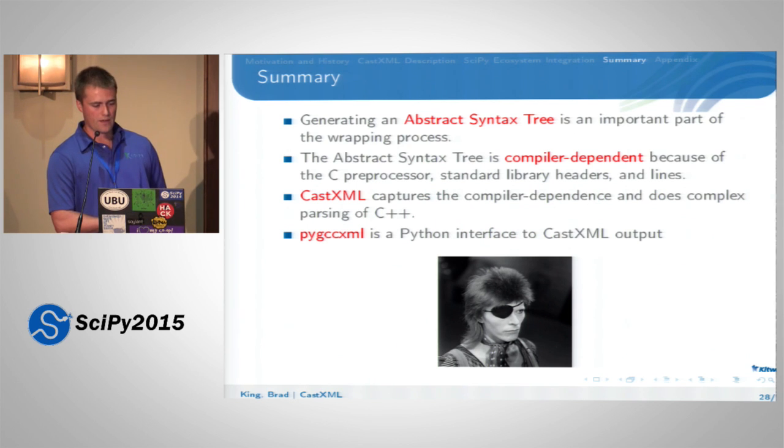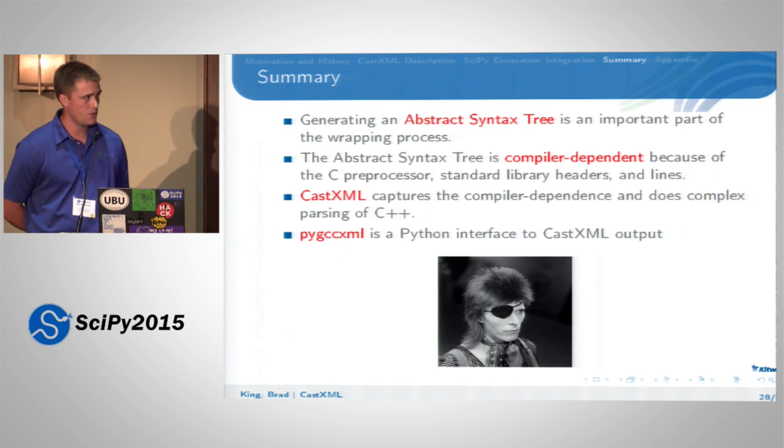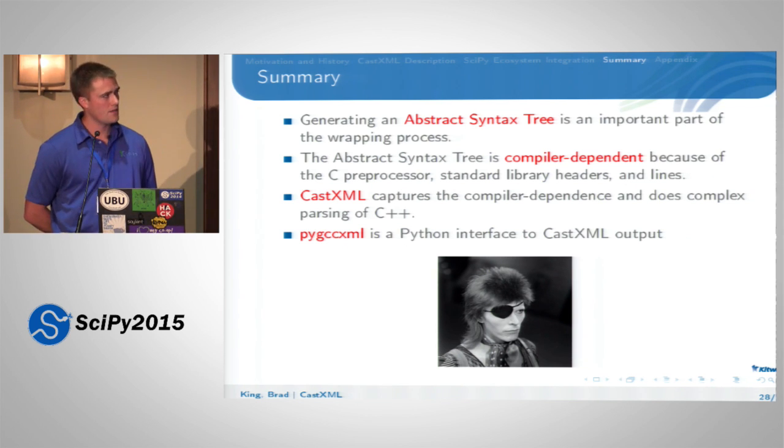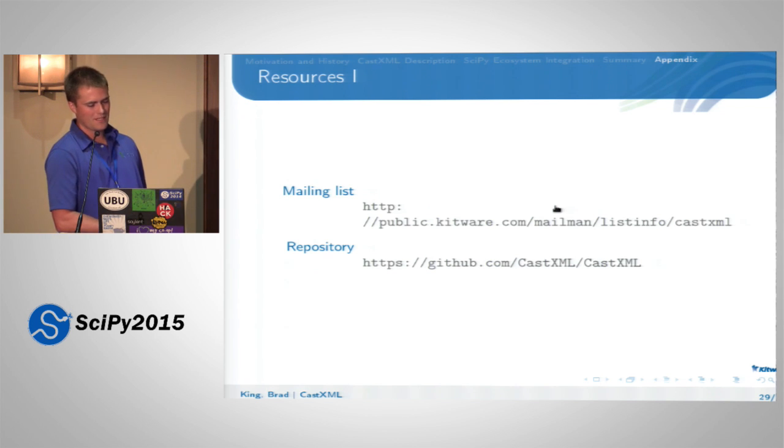In summary, the wrapping process has this abstract syntax tree that you have to get, and it's an important part of the wrapping process. And if you want to create this abstract syntax tree correctly, you have to understand the compiler-dependent stages, like the C preprocessor and the standard library headers. And so there's a new tool out there that should be very helpful called CastXML that reuses this whole process, so you get a good abstract syntax tree for correct Python wrappers. And if you want to use it from Python, use PyGCCXML. And watch out for David Bowie, because he's not so helpful sometimes.